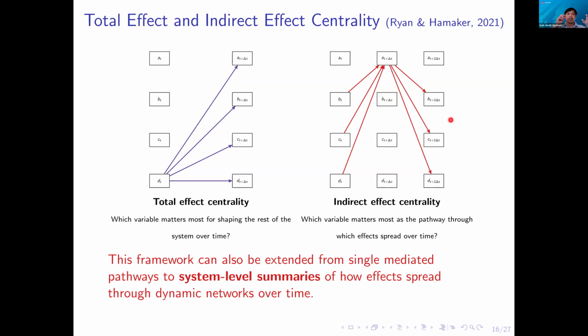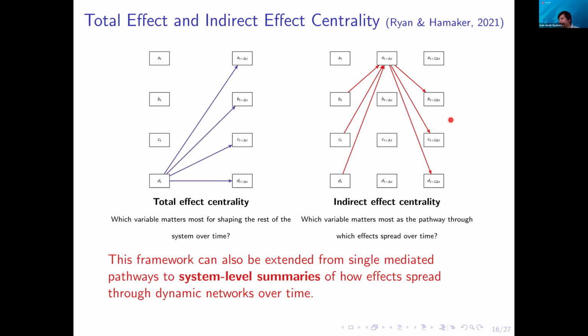We have single paths that we're familiar with and use a lot in psychology. But I think it's also important for us to look at how, at the system level, these effects are flowing around the system. From how we defined total indirect effects from a continuous time mediation model, we can use those ideas to come up with system level summaries of the associations in the model. So one system level summary is the total effect centrality.